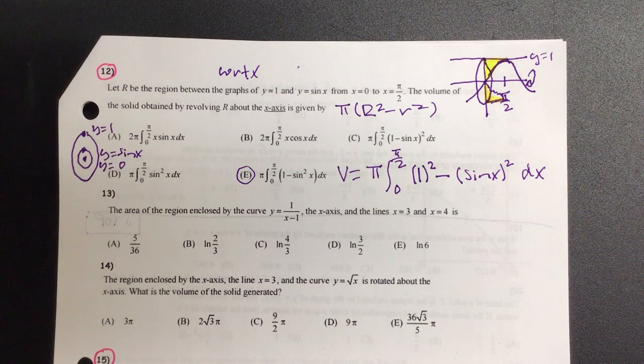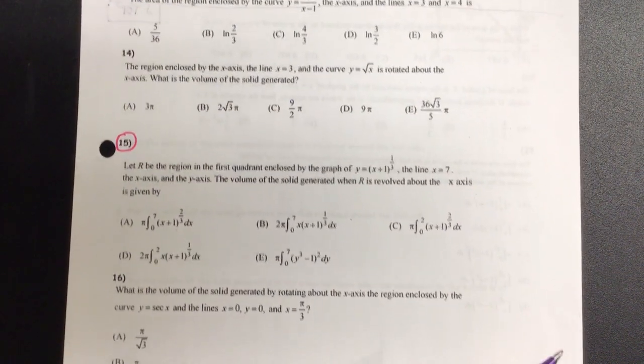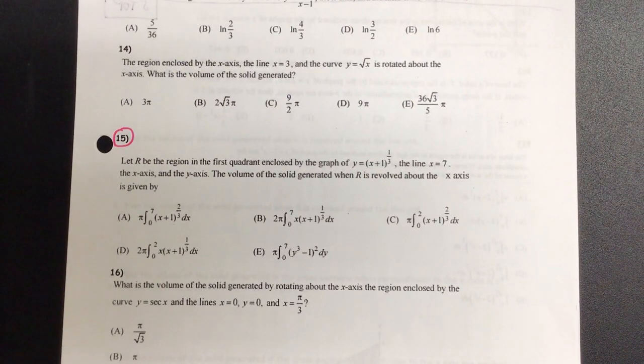Okay? Now let's go on to number 15. Ryan, let's read number 15. Let R be the region in the first quadrant enclosed by the graph of y equals (x plus 1) to the 1/3, the line x equals 7, the x-axis and the y-axis. The volume of the solid generated when R is revolved around the x-axis is given by.